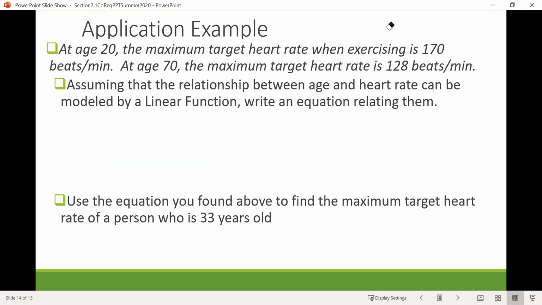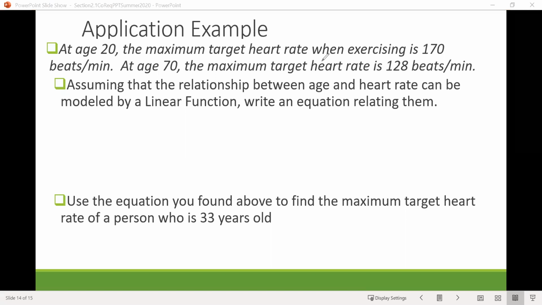All right, so we're going to finish this up by just doing one more application problem involving linear functions. Here, we're told that at age 20, the maximum target heart rate when exercising is 170 beats per minute. And at age 70, the maximum target heart rate is 128 beats per minute. The first part says, assuming that the relationship between age and heart rate can be modeled by a linear function, write an equation relating them.